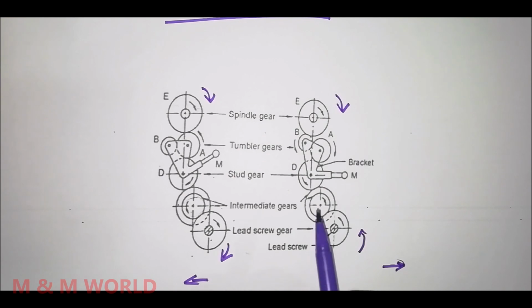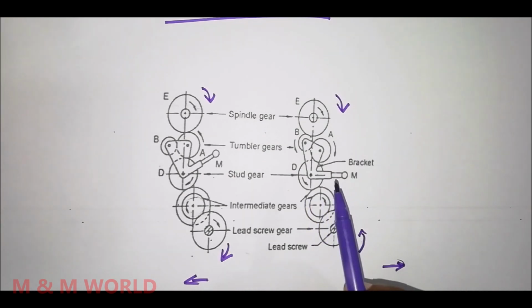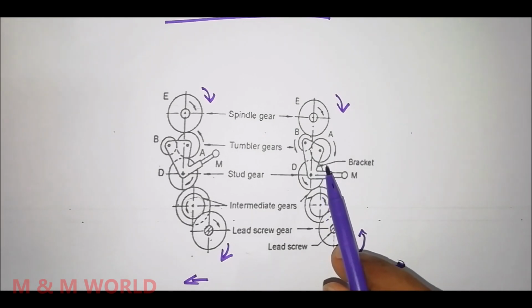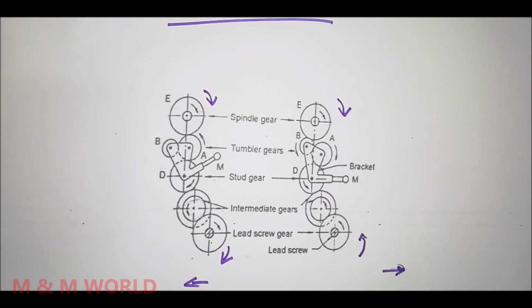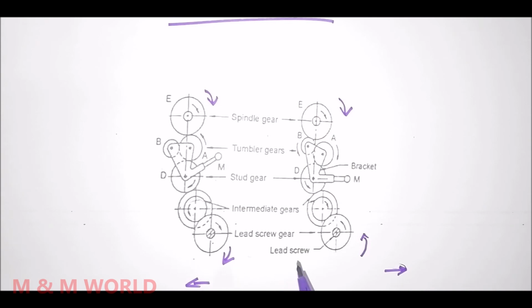And when the bracket is in neutral position, the engagement of tumbler gears is disconnected with the spindle gear, and hence there will not be any power transmission to the lead screw. So this is the tumbler gear mechanism. So this is how the carriage can be moved automatically towards the headstock or towards the tailstock.